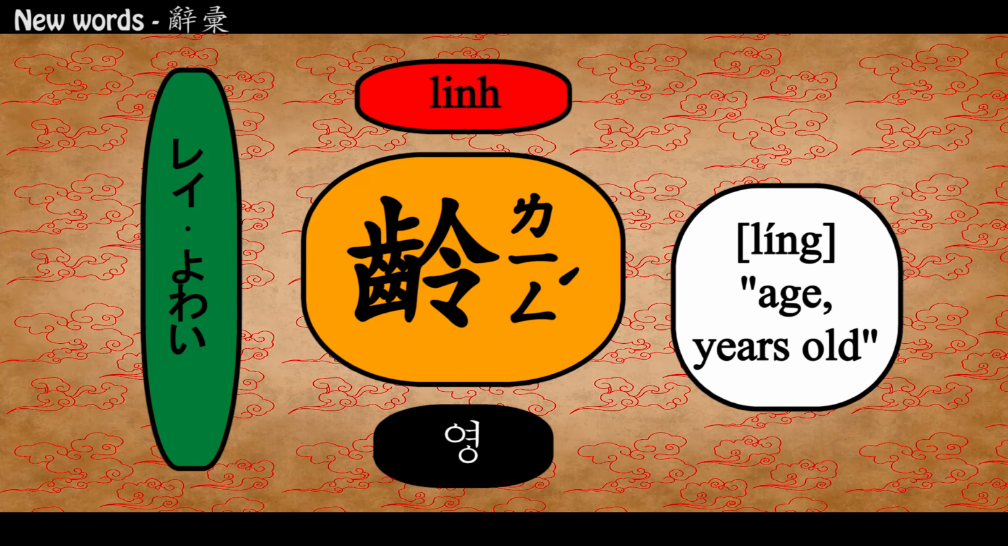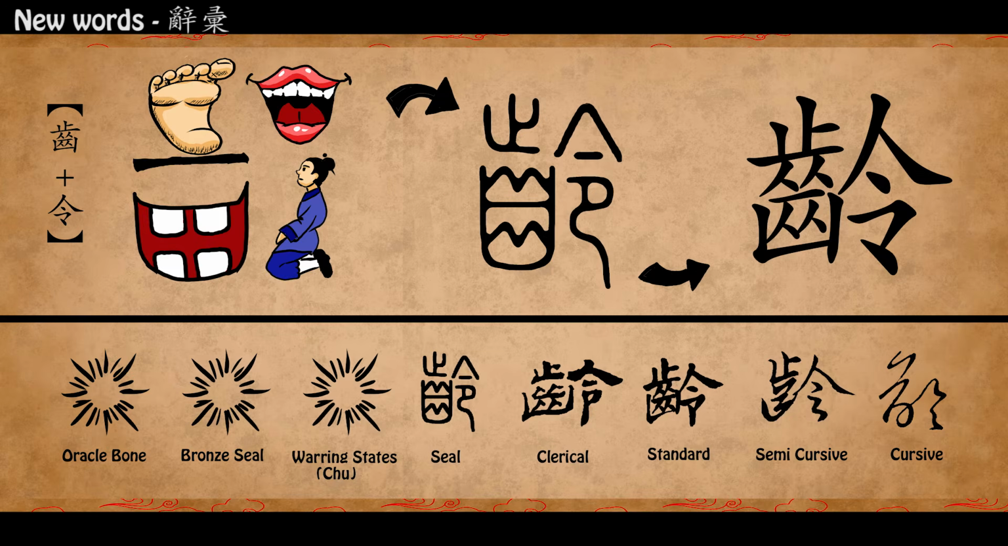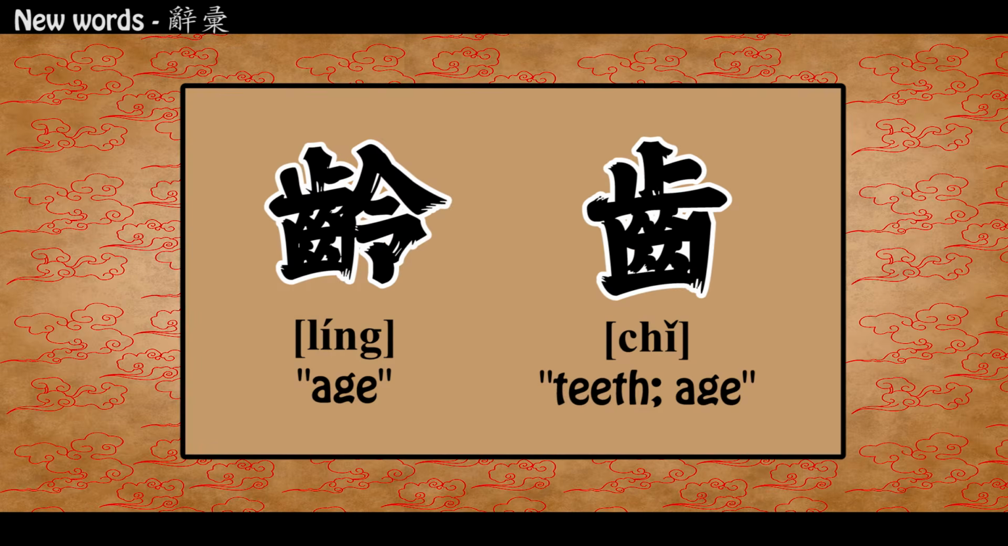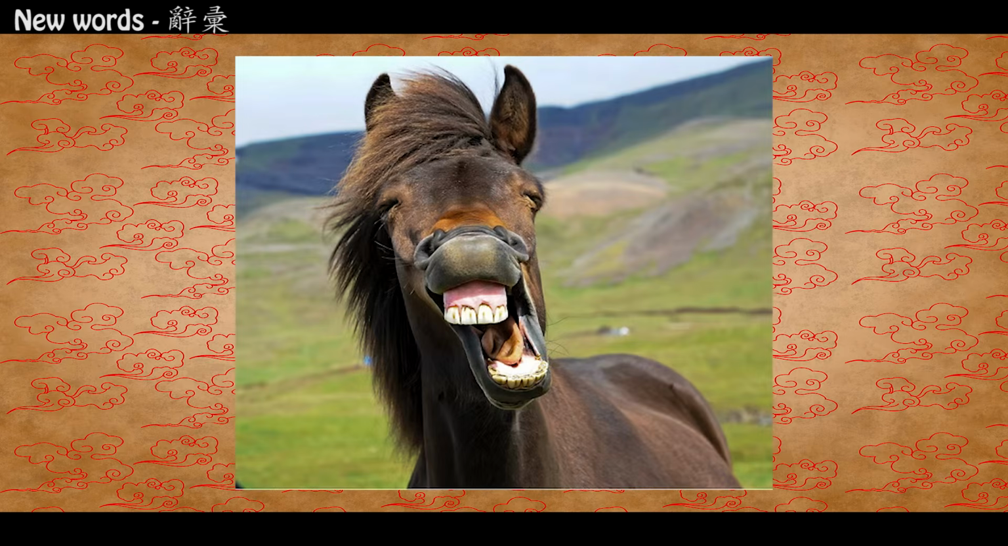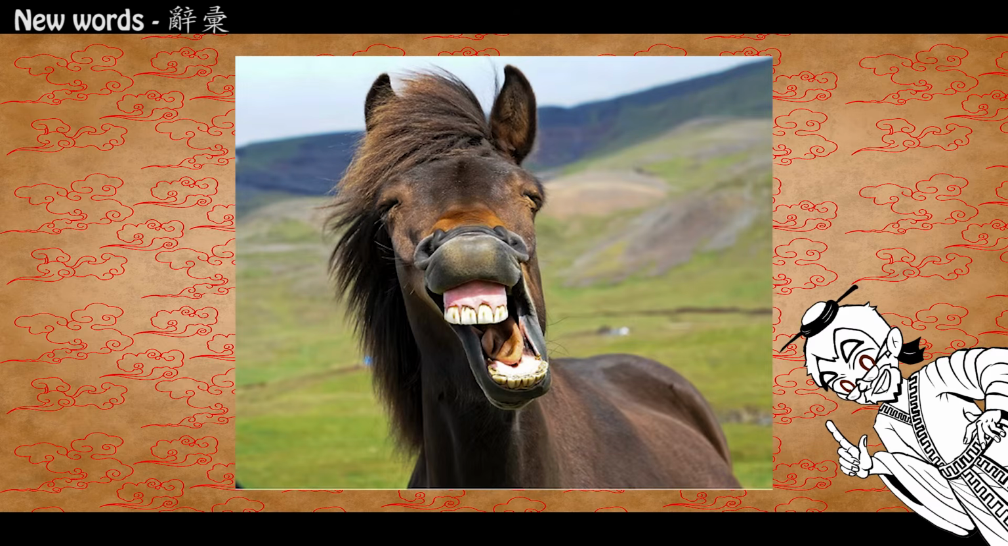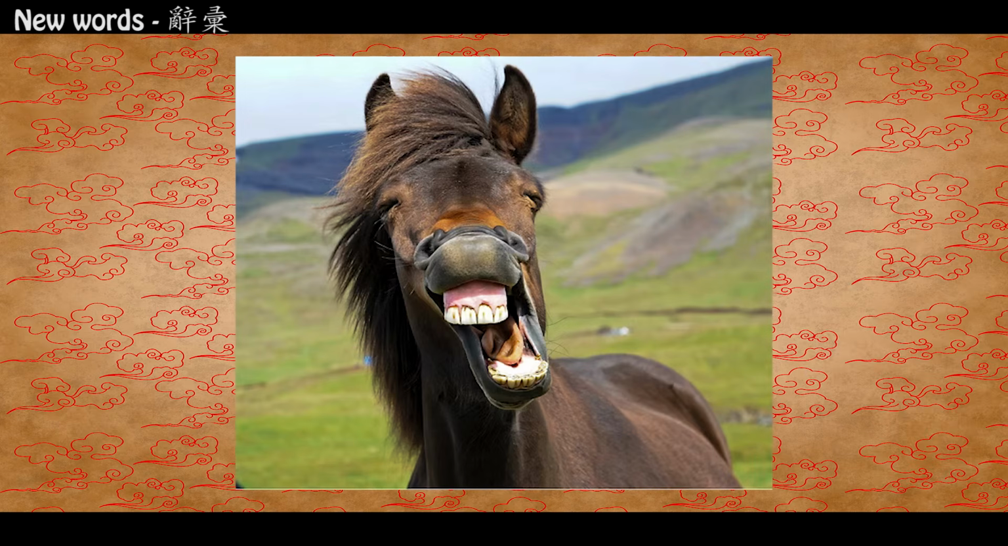Ling, age, years old. From chi, teeth, and ling, which gives us the reading. The character chi itself is also sometimes used to mean age. Teeth are a fairly good hint at someone's age after all. To look a gift horse in the mouth comes from deeming a horse's age and fitness based on their teeth. Like kicking the tires of a used car. Prudent when buying a new horse, but rude if it is a gift.